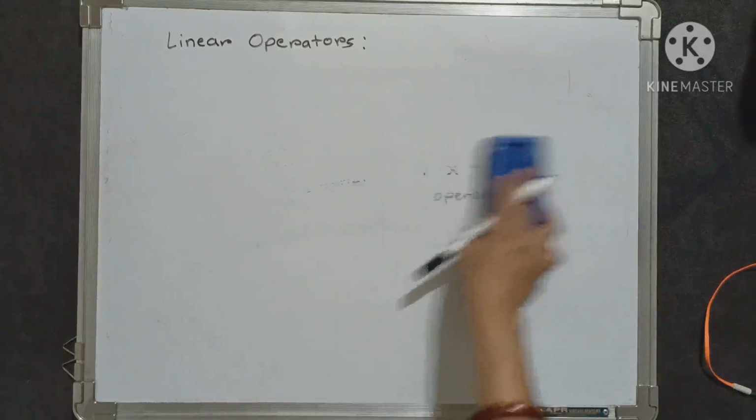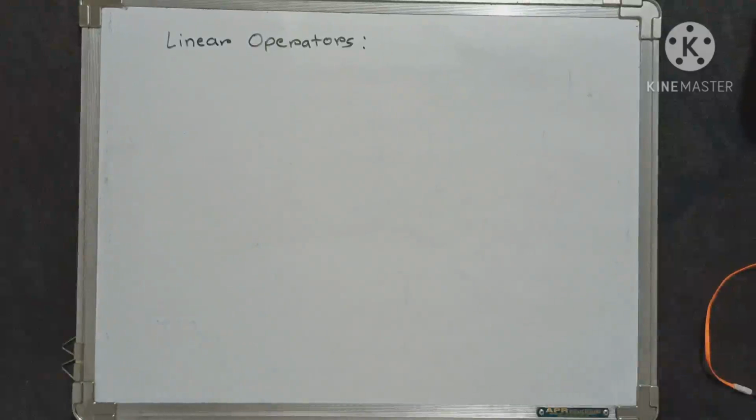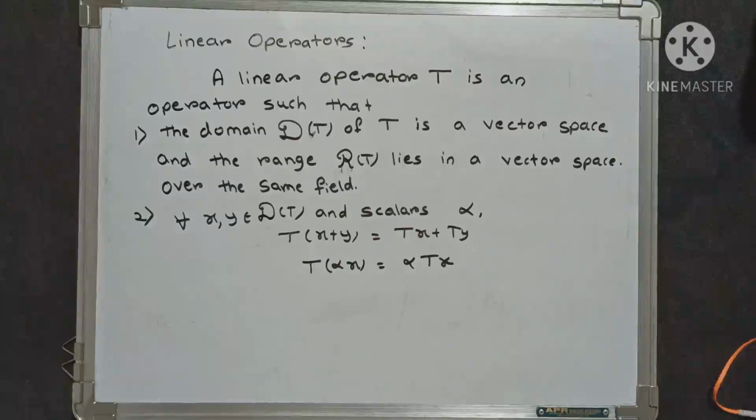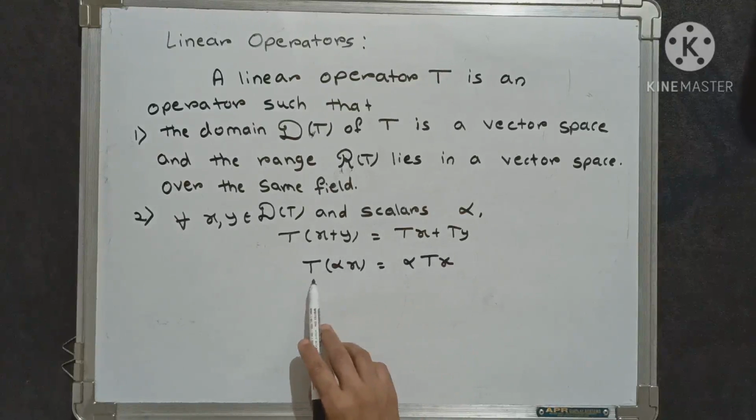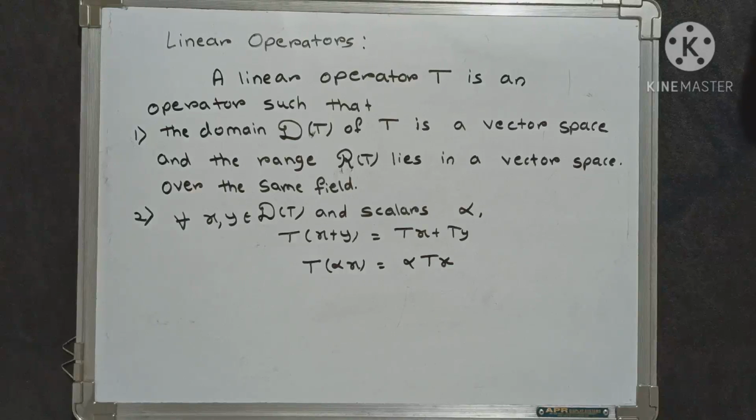Now after seeing the operators, we come to the definition of the linear operator. A linear operator capital T is an operator such that the domain D(T) is a vector space and the range R(T) lies in a vector space over the same field. Another condition is that for all x, y belonging to D(T) and scalar alpha, T(x plus y) equals Tx plus Ty and T(alpha x) equals alpha Tx. These are the two conditions for the linear operator.